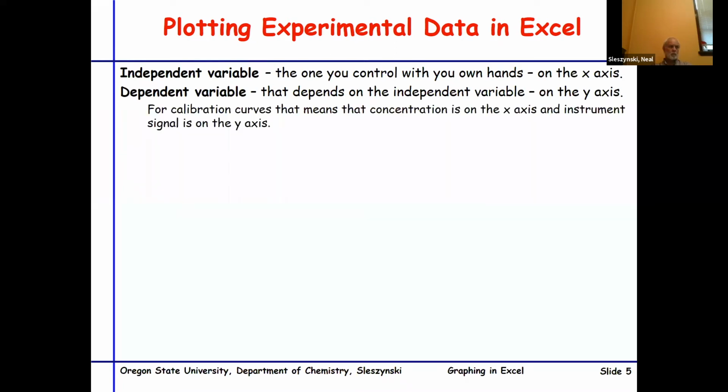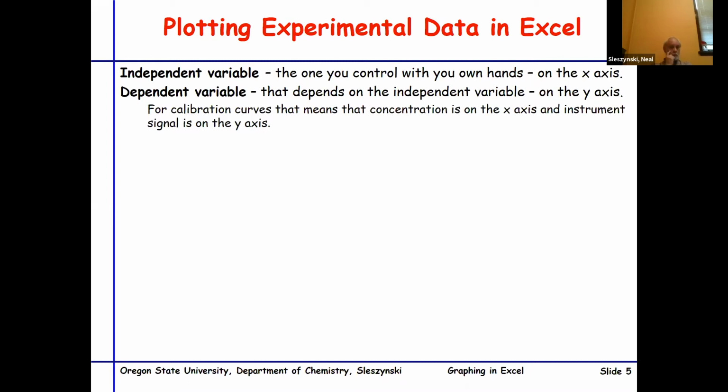For 324 calibration curves, the concentration of the standards that you make up to form the calibration curve is what you control and goes on the x-axis. And the instrument signal, which depends on those concentrations, is on the y-axis.